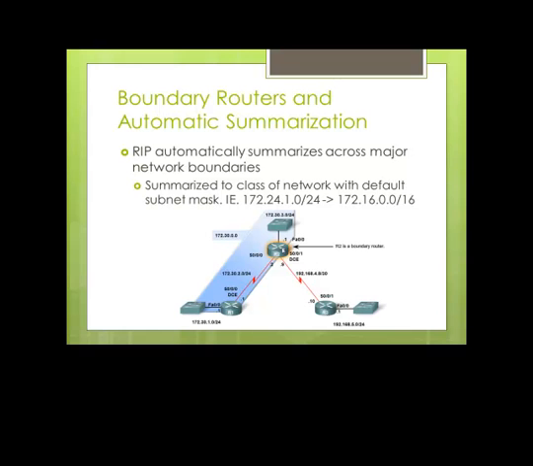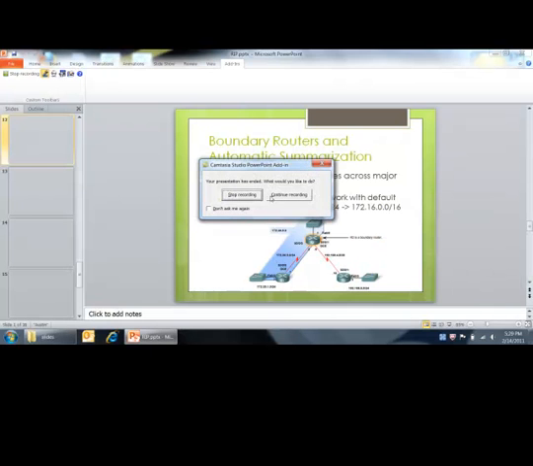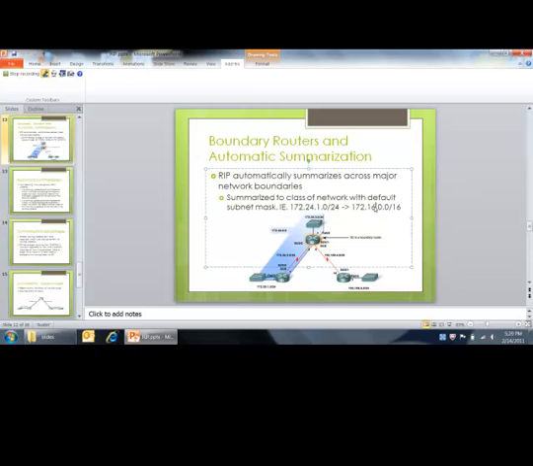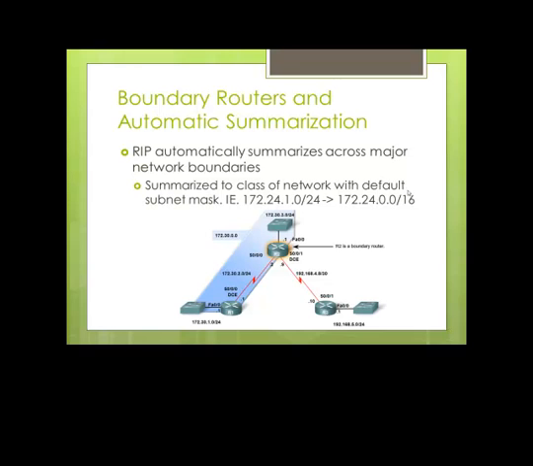So what R2 is going to do is summarize these 172.30 networks to the class that it is. So it would take all of these networks and summarize them to the 172.30.0.0 with the /16. Excuse me, I'll change that real quick here.